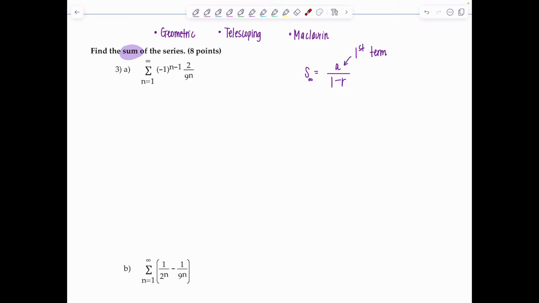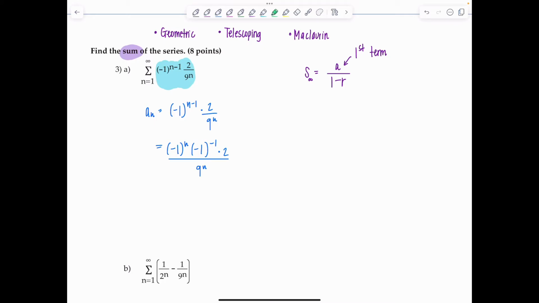But if it started at 0, then this would be based on plugging in 0. You got it? Okay. I have to identify R. And right now the way this is written is just a hot mess. So let's rewrite it and clean up, because I can't tell what R is. Look at this craziness. So a_n is negative 1 to the n minus 1 times 2 over 9 to the n. I'm going to write this as negative 1 to the n, negative 1 to the negative first, times 2 over 9 to the n.